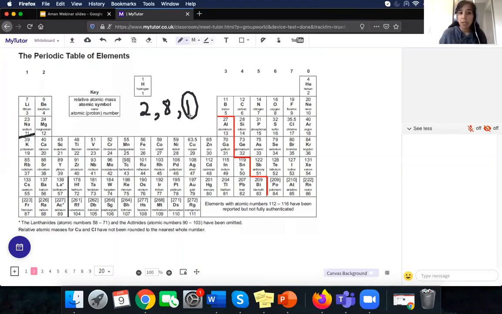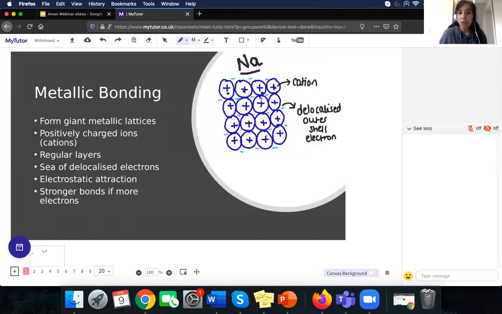Remember then, because it loses 1 electron, the number of protons will be more than the number of electrons. There are 11 protons because the atomic number is 11, but there will only be 10 electrons because we've lost 1. So that's why in metallic diagrams, these positive cations are in regular layers, and we've got these delocalized electrons all the way around. And remember, delocalized means that they're free to move, and the number of electrons will always be a multiple of the number of ions. In sodium, there's 1 outer electron, so that means there's 1 electron per positive ion.